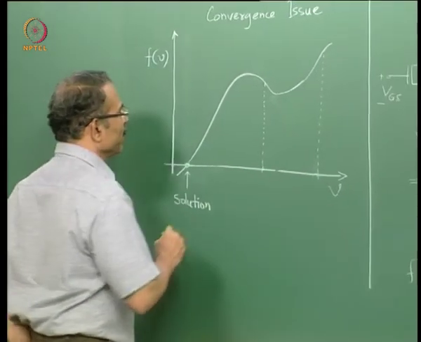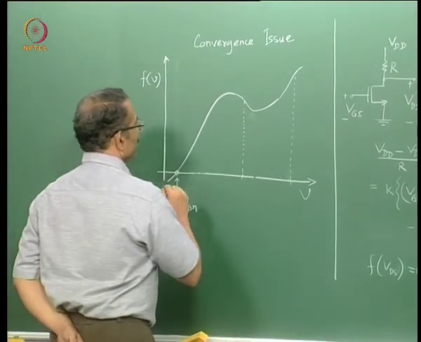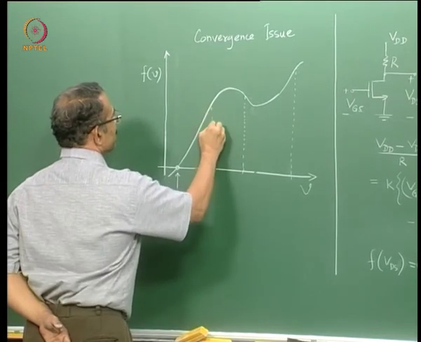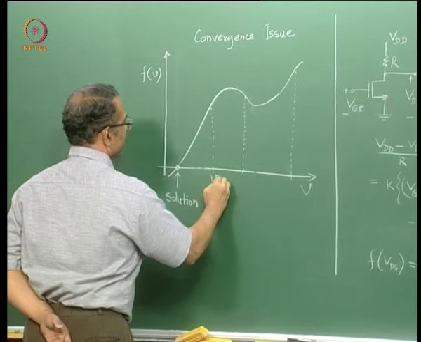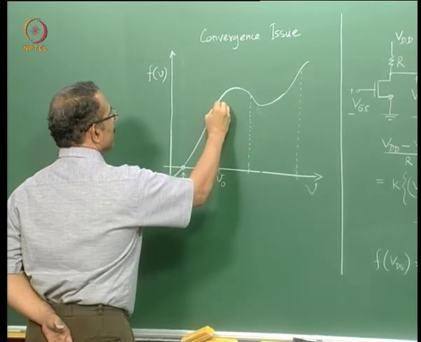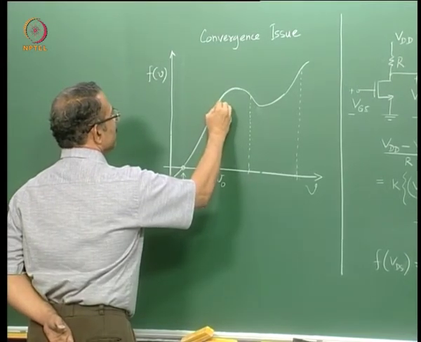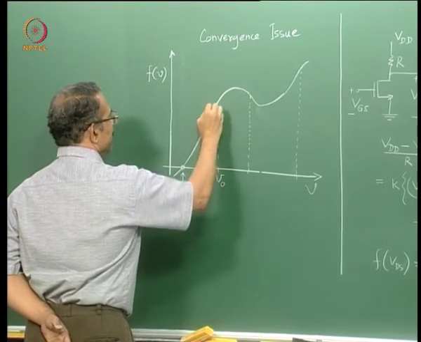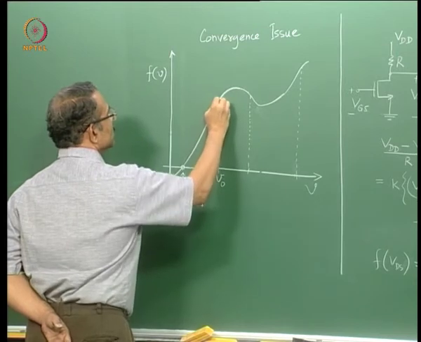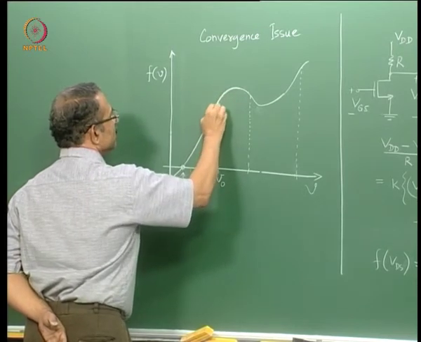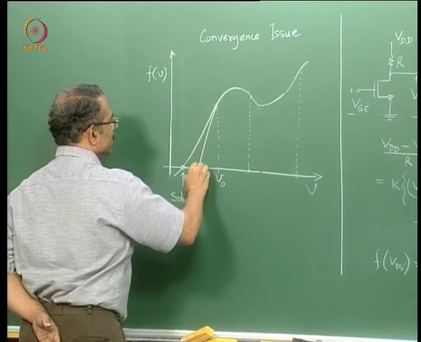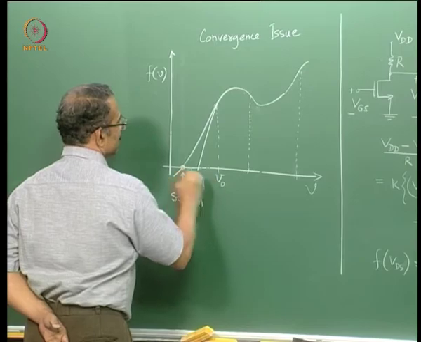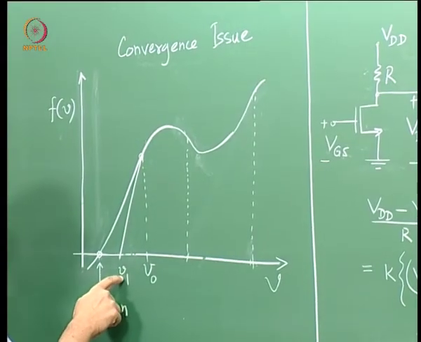So what is this approach? You start with an initial guess. Now suppose for example I start with an initial guess, let me call it V0. Then based on the value of the function here I take the next guess as follows. So I take the slope of this curve which brings me to this point, and I call this the first iteration guess.